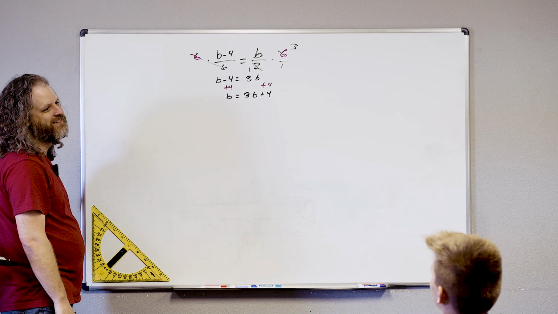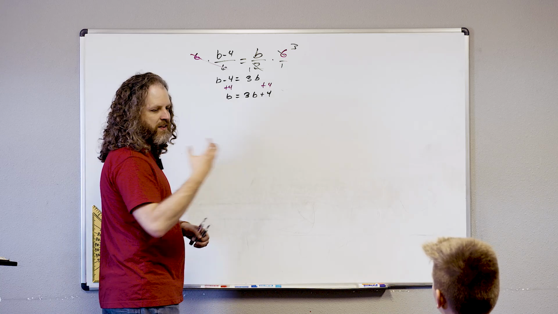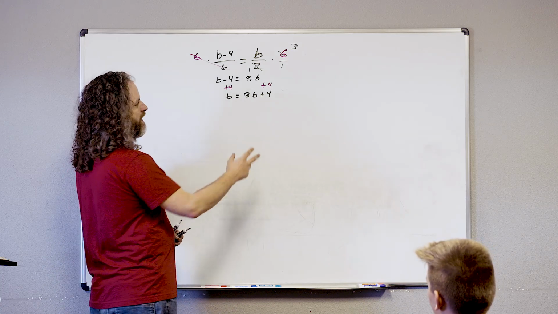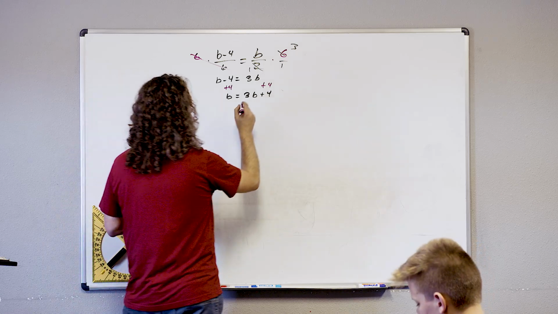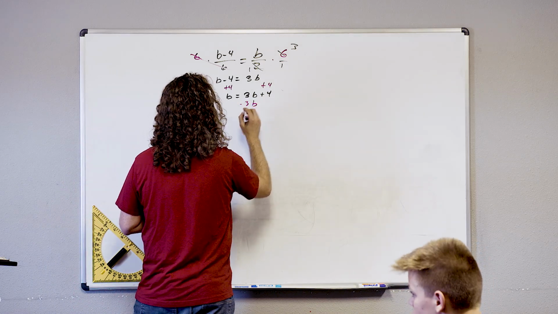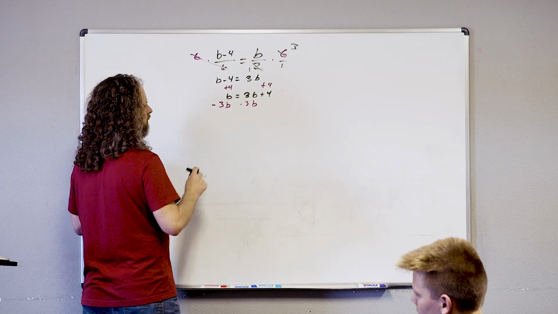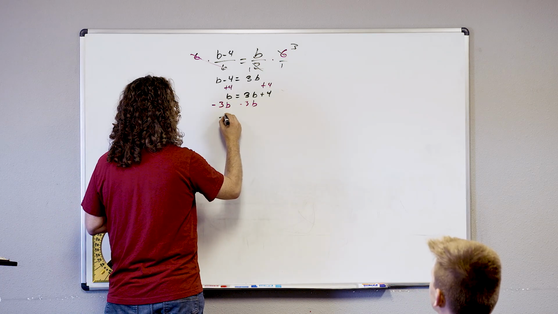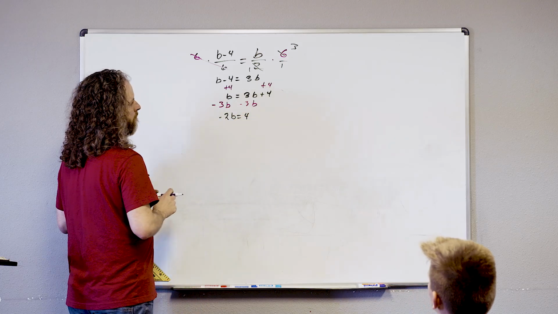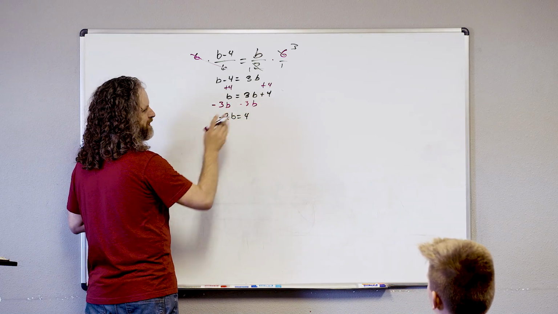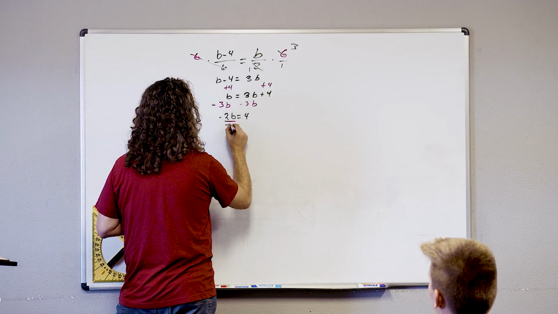How? If we want to move something from one side to the other, you're either adding it or subtracting it. Which one would we do to move it? Subtract it. So minus 3b and minus 3b. Negative 2b. That's right. Now what would we do? Get rid of the 4. The 4 is minding his own business. Leave him alone. Divide by 4. Negative 2.